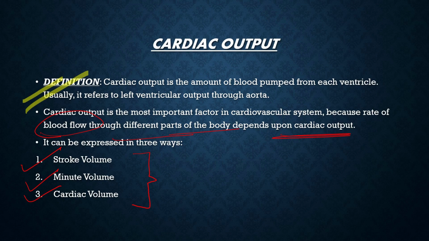Firstly, the stroke volume. It is the amount of blood pumped out by each ventricle during each beat. Please keep in mind, during each beat, the amount of blood pumped out by each ventricle is termed stroke volume. What is the normal value? It's approximately 70 milliliters. Correct? Obviously, when the heart rate is near about 72 beats per minute.